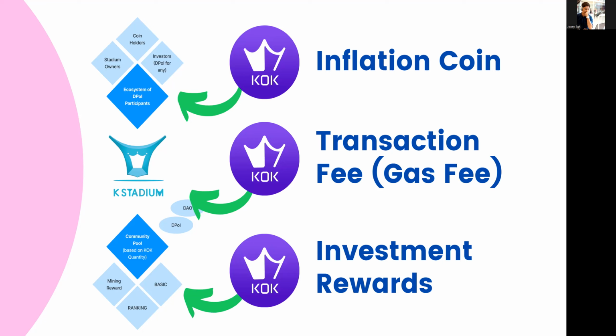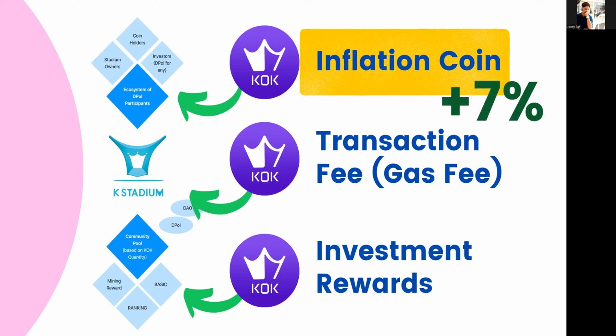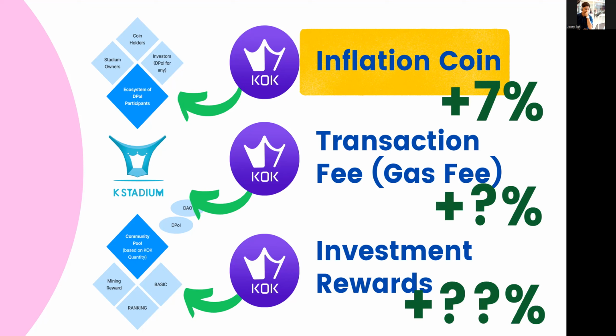It's quite a lot to think about. But again, let me try to break it down as simple as I can. For now, we only have activated the inflation coin supply. And if you try to go into K-Stadium's open beta, let's say through the first and second promotion that many of us have done, then you can definitely take advantage of the rewards that you can receive in KOK. And soon, this number where only inflation coin shows a 7% is going to keep going up and up.